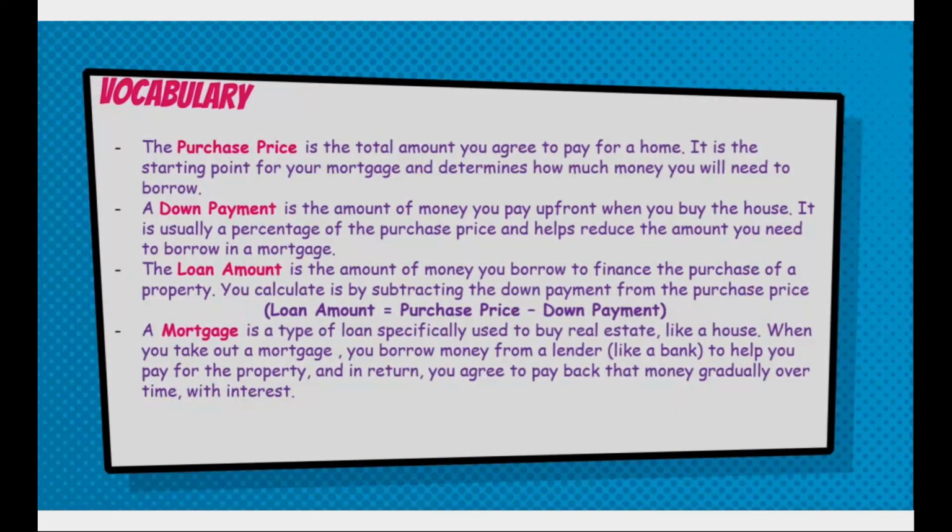And then your mortgage is a type of loan. When you hear the word mortgage, it's specifically used to buy real estate. I didn't say mortgage with a car; I talked about the finance amount. A mortgage refers to real estate like a house. When you take out a mortgage, you borrow money from a lender, a bank like Wells Fargo or Chase or USAA, to pay for the property, and in return, you agree to pay back that money gradually over time with interest. Not only is this the biggest expense you'll probably ever have, it is also the one that you have the longest time to pay back.